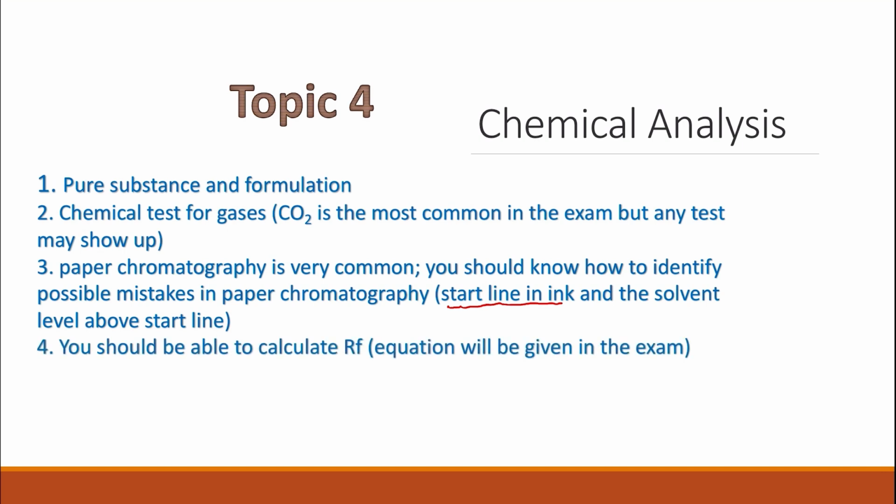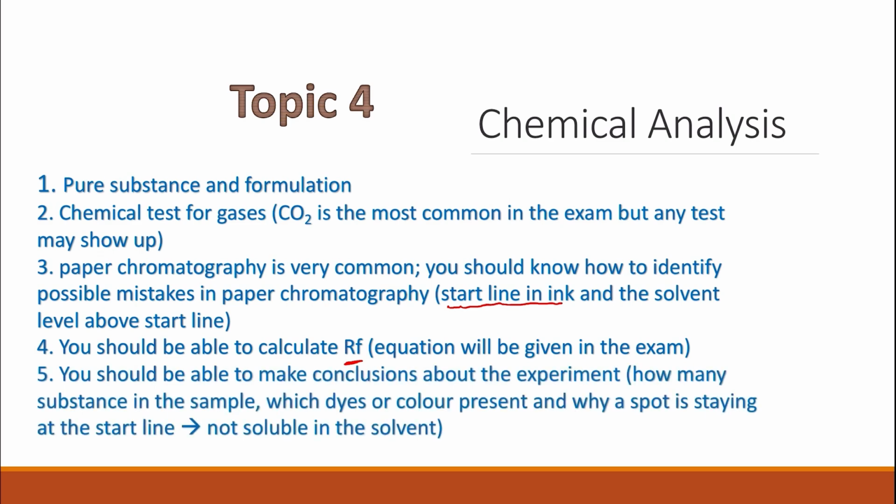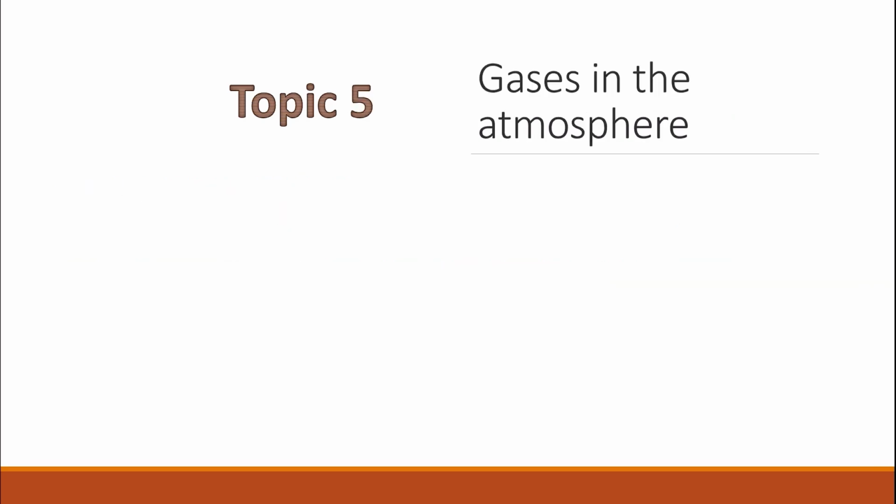You should be able to calculate the Rf value for any spot or for any of the components from the paper chromatography. The equation for the calculation of the Rf will be given in the exam. You should be able to make conclusions about an experiment regarding the paper chromatography. So how many substances are there in the sample, why, which dyes or colors are present, and why a spot is staying at the start line and didn't move. Of course, this is because this particular dye is not soluble in the solvent used.